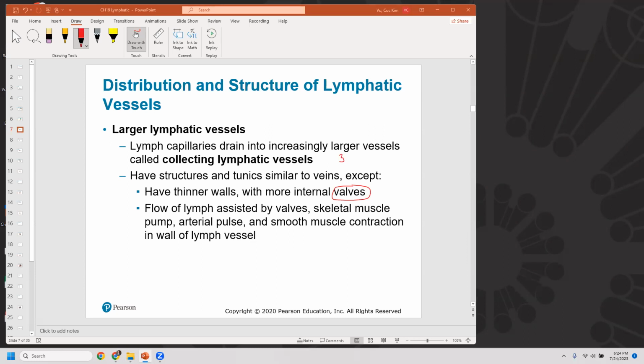Okay, so altogether, the flow of lymph is assisted by the valves, the skeletal muscle contraction, the arterial pulse, because again, the lymphatic vessel and the blood vessel run parallel to each other. And then finally, the smooth muscle within the wall of the lymph vessel itself will help move it. Okay, questions?